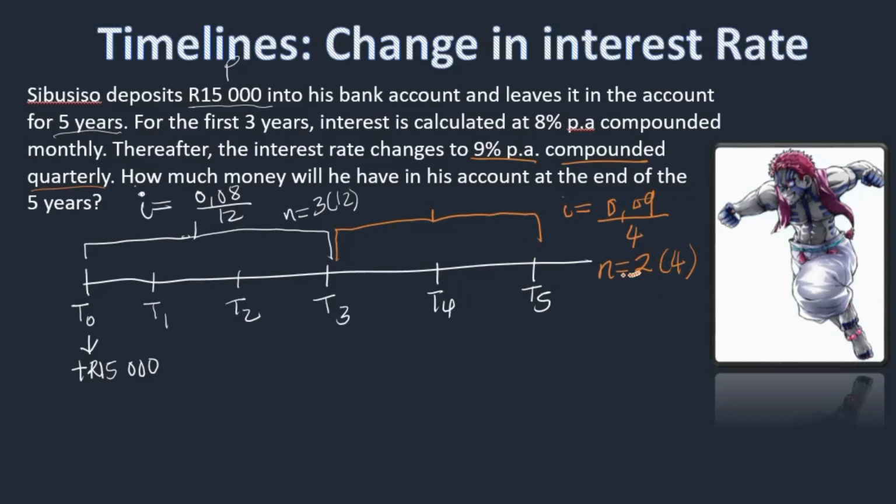Do you see that? So how much money are we going to have at the end of 5 years? What you do, you realize that you have two situations that are different here. First, you have this white situation, then you have this brown situation. Right. So let me put this 15,000 here.